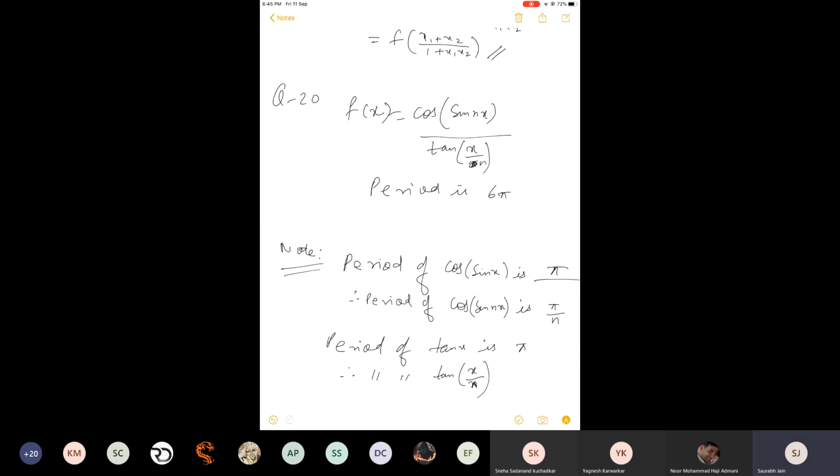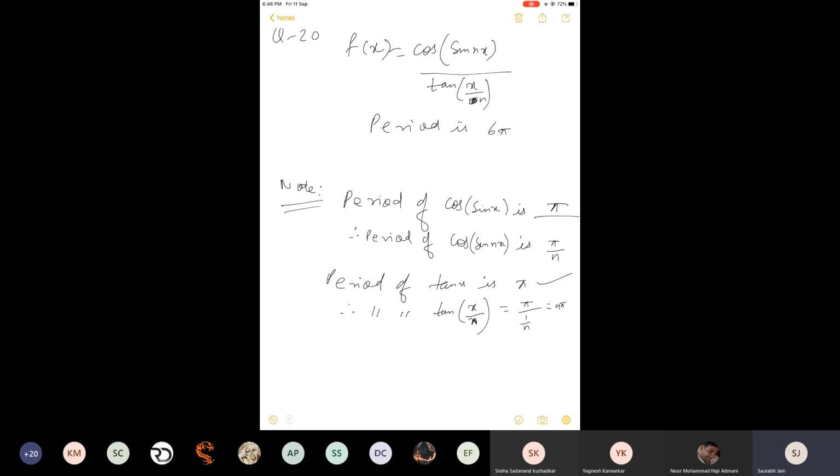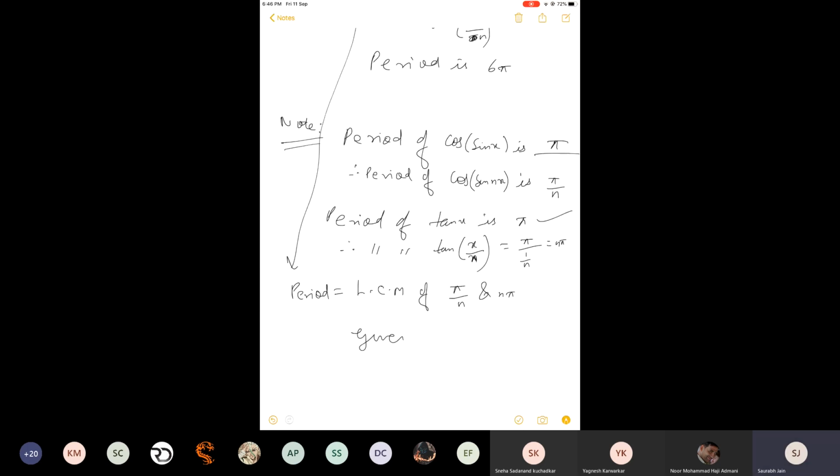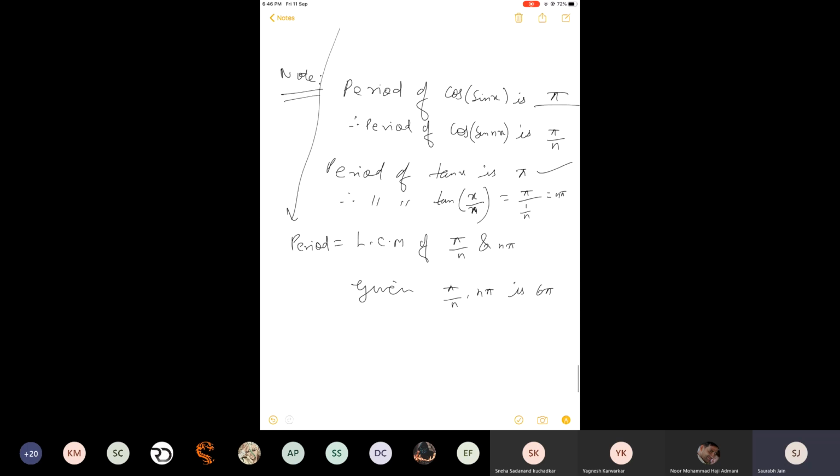The period of 10x by n will be, we divide the period of the base function by the coefficient of x, so it will actually be n pi. So we have the period of numerator as well as denominator, and the period will be the LCM of these two. Period is equal to LCM of pi by n and n pi. And actually that is already given, because 6 pi is given, that means 6 pi would have been the LCM of these two numbers. Now the question is, what can n be? From here you can even take help of the options, or you can use common sense that n will be equal to 6 only.